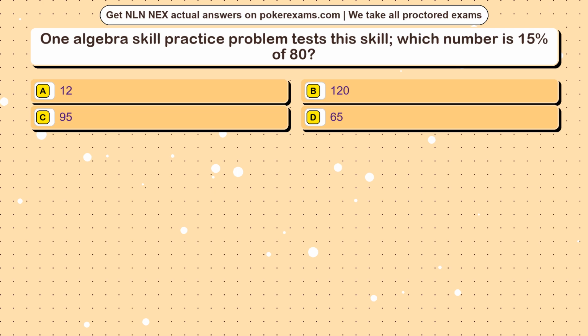Question 11. One algebra skill practice problem tests this skill. Which number is 15% of 80? Option A, 12. Option B, 120. Option C, 95. Option D, 65.